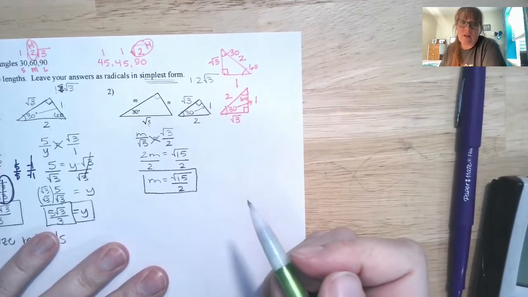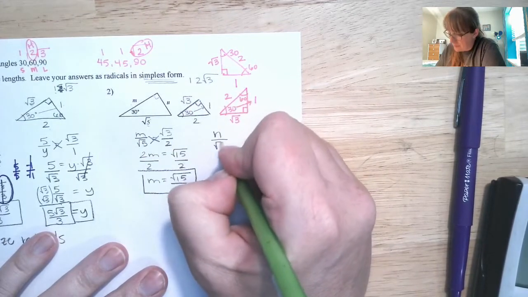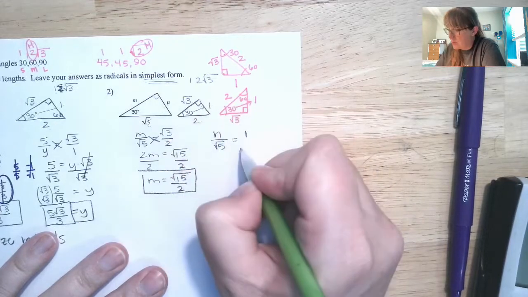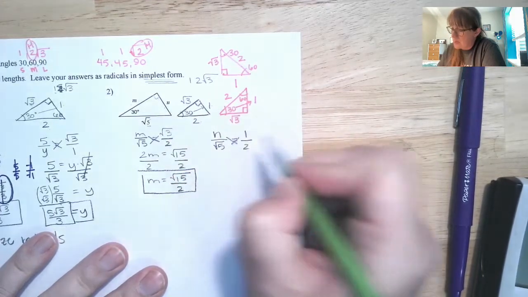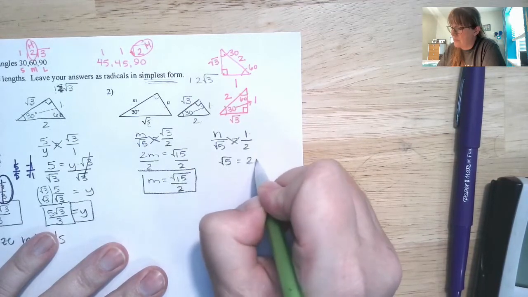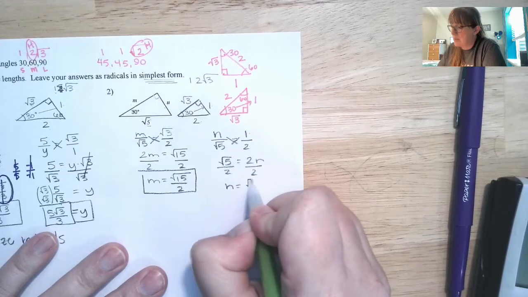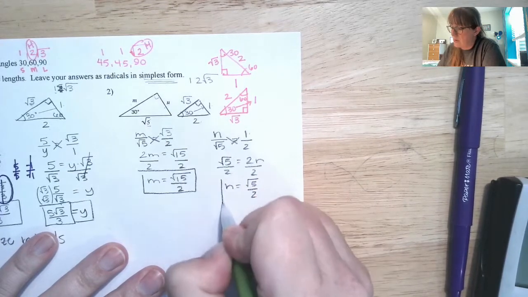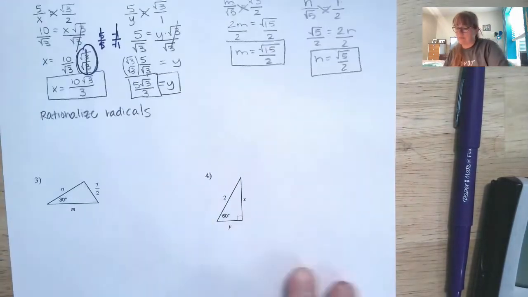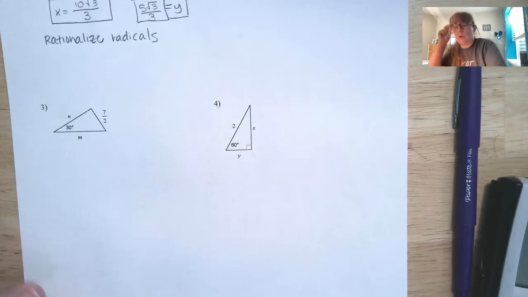Okay, last one on this guy. We got to find n. So let's go n over root 5. N corresponds with 1. Root 5 corresponds with 2. Cross multiply. 1 times radical 5. N times 2. Divide by 2. Divide by 2. N is square root of 5 over 2. Yes, those numbers look nasty. It's fine. All right, we're going to do 2 more because this is so important, you guys.